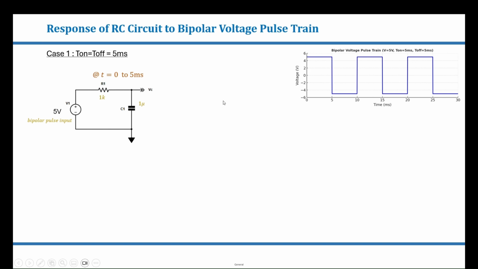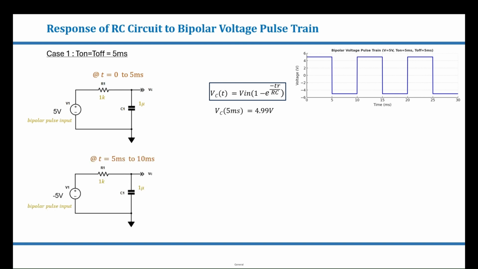For a bipolar pulse train, the height would swing between plus 5 volts and minus 5 volts. Plus 5 volts during on time and minus 5 volts during off time. Now between 0 to 5 milliseconds, the input voltage is a constant 5 volts and the capacitor starts charging, and the charging equation can be given as follows. Tr here is the real time. And at 5 milliseconds, the capacitor's voltage would have charged to 4.99 volts.